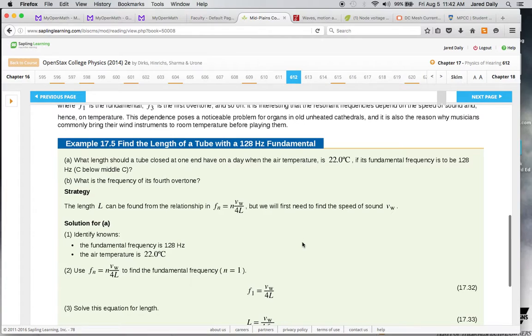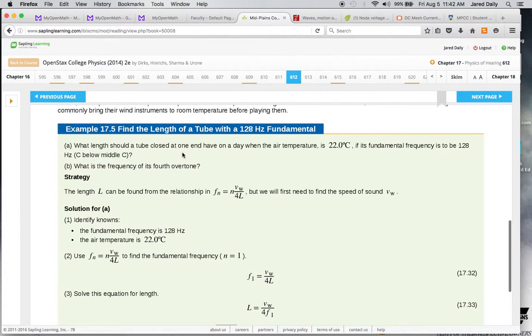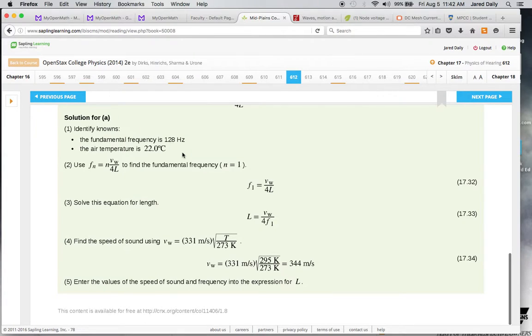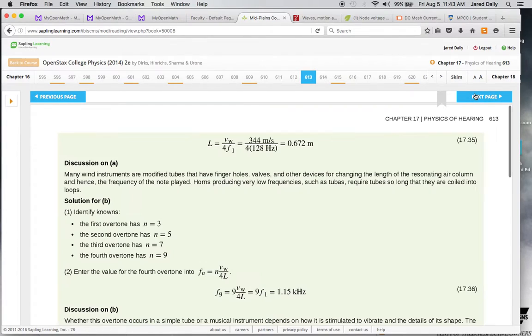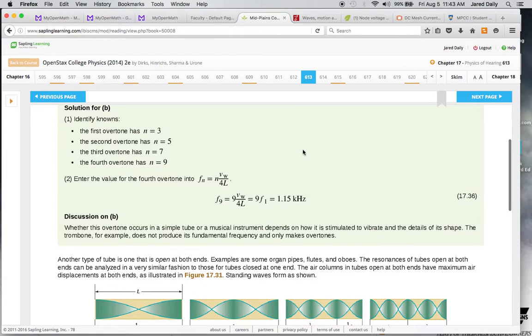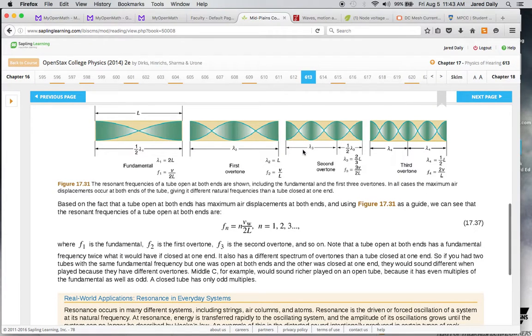So here they just have you calculate. They give you the frequency f, they want you to find the length L, and they're assuming that you can calculate the velocity in the air that you're dealing with, so the velocity of the wave. You go ahead and do that. Turns out the velocity of the wave in this case is 331 meters per second times 295 over 273, which is 344 meters per second. And you take that and plug that into your equation with your frequency and solve for L, and you get this equation. Not a big deal. People who design organs are doing this all the time.